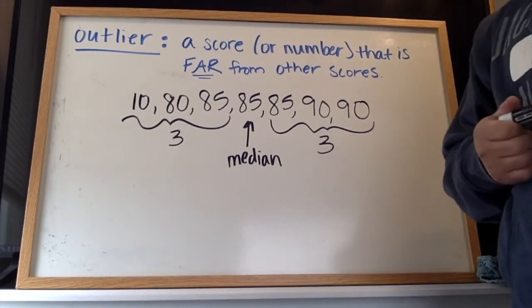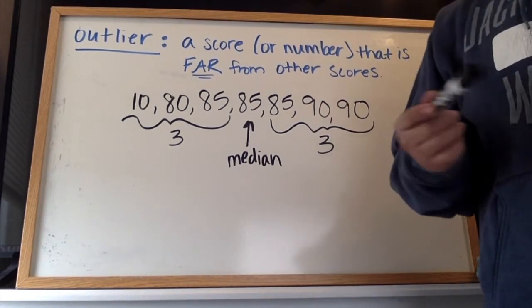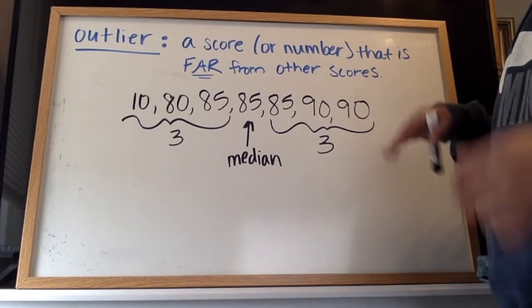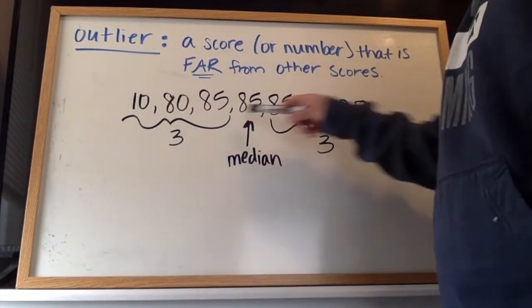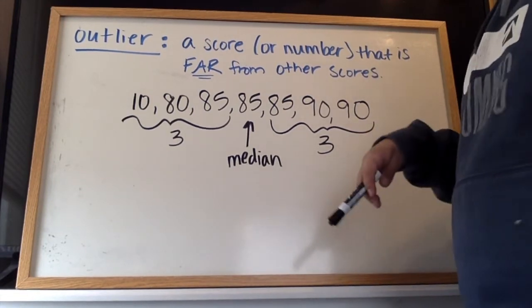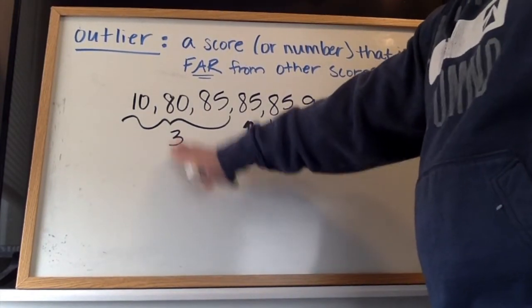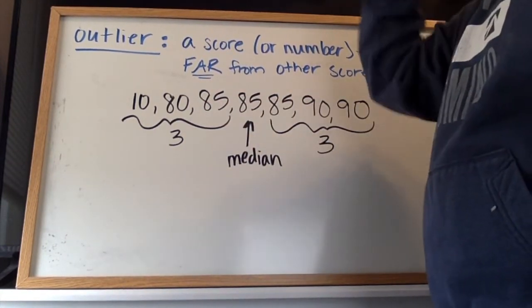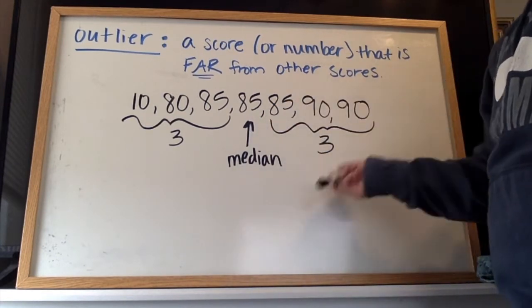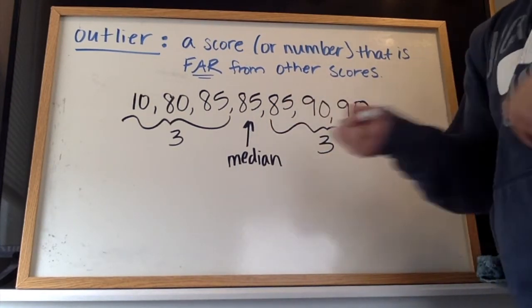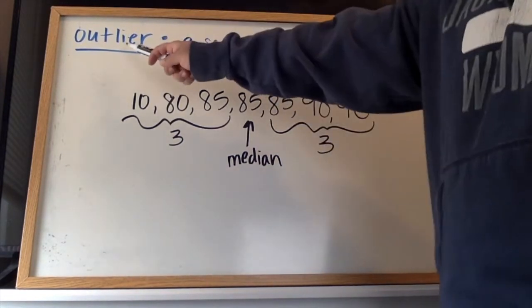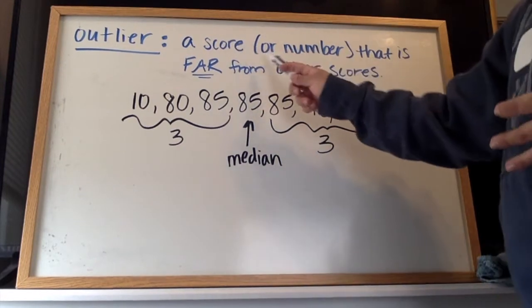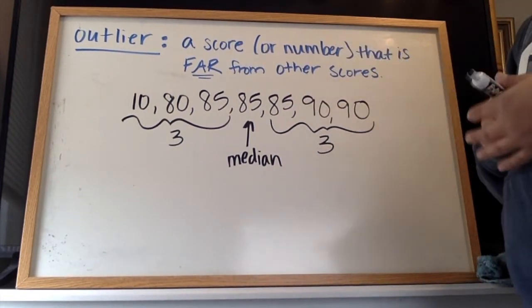So I went back to the scores of Ian's game, okay? And I went back to showing you the median of those scores. We ordered them least to greatest, okay? And we figured out that we could have 3 scores on this side and 3 scores on this side while we crossed off to figure out that this 85 was the median. Now, a new term I wanted to bring up is called an outlier. And I have the definition up here in blue. An outlier is a score or a number that's far from the other scores.